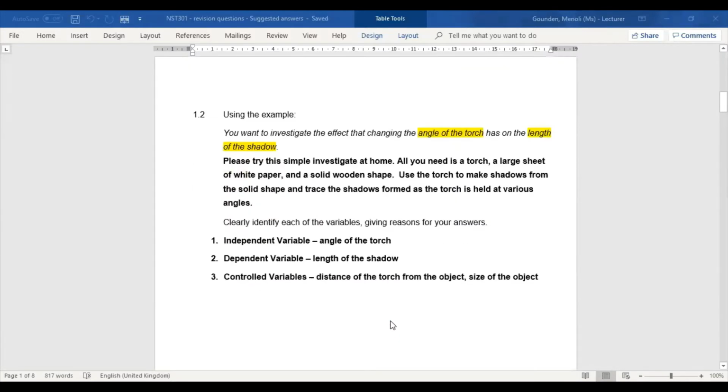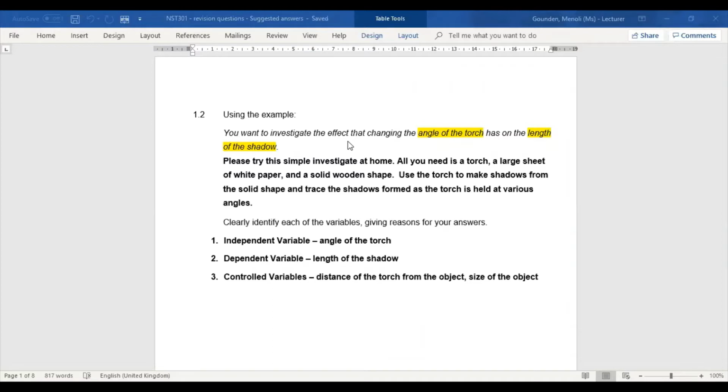Going on to question 2 or 1.2, sorry, you were now given an example and you were told if you want to investigate the effect that changing the angle of the torch has on the length of the shadow, you're now required to identify each of these variables with reasons. So if you look at the example, what I've actually done is to highlight the 2 variables or factors.